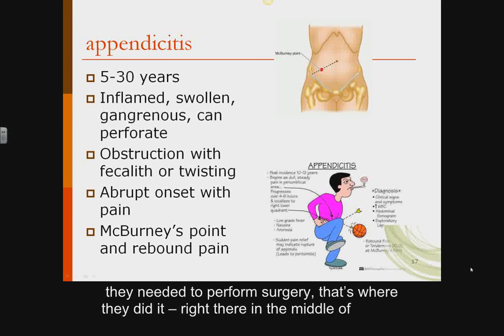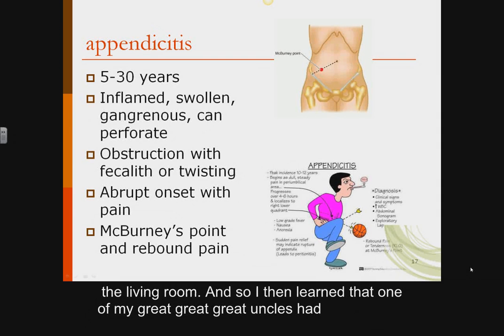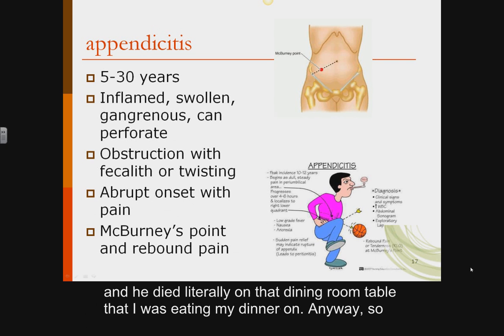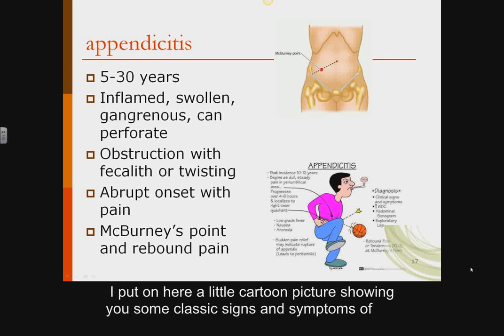It also served as a surgical table. When the country doctor would come if they needed to perform surgery, that's where they did it, right there in the middle of the living room. And I then learned that one of my great-great-great-uncles had appendicitis, and it had ruptured before the country doctor could get there to him, and he died literally on the table that I was eating my dinner on.